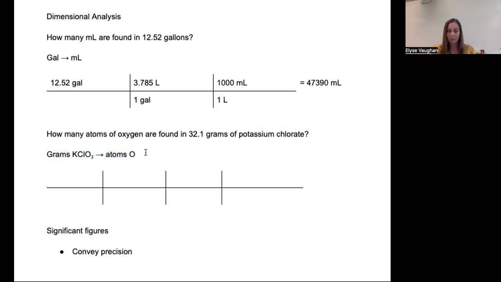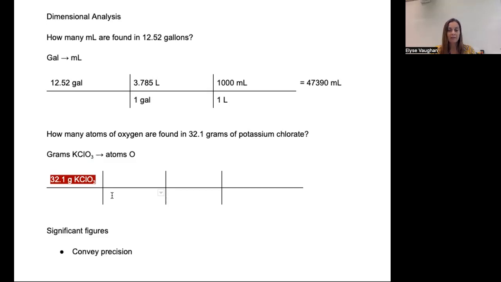I can't go straight from grams of potassium chlorate to atoms of oxygen. I know that if I want to get to atoms, I need to get to moles. And if I want to get to moles from grams, then I need to figure out a molar mass. So I'm going to start out with my grams of potassium chlorate. And we have 32.1 grams of potassium chlorate. Whoops, that was not what I meant to do, but that's okay. So we have those 32.1 grams of potassium chlorate. And in order to convert that to moles, I'm going to calculate the molar mass of potassium chlorate.